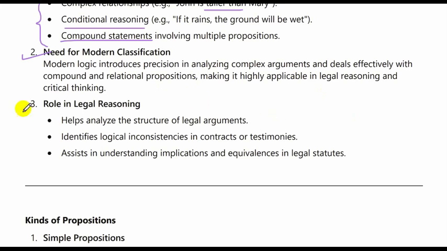What is the role in legal reasoning of the modern logic? The modern logic study helps analyze the structure of legal arguments, identifies logical inconsistencies in contracts or testimonies, and assists in understanding implications and equivalences in legal statutes.